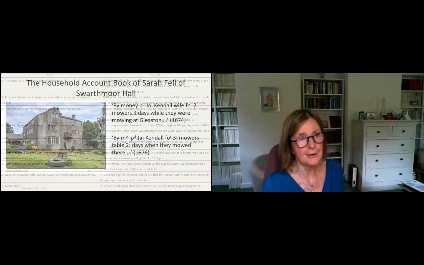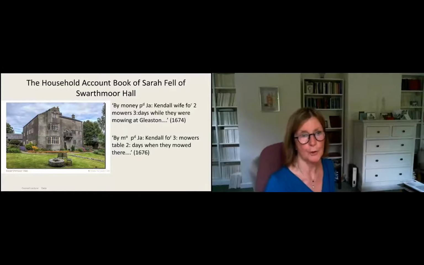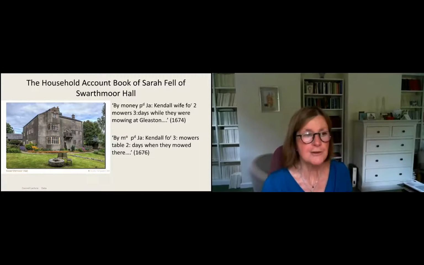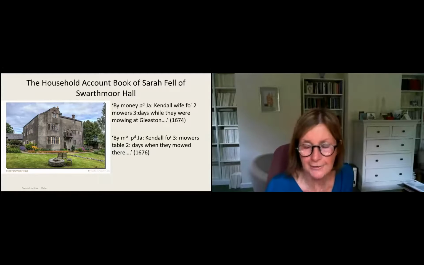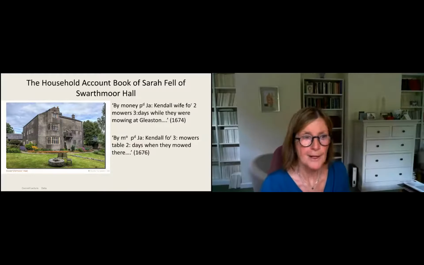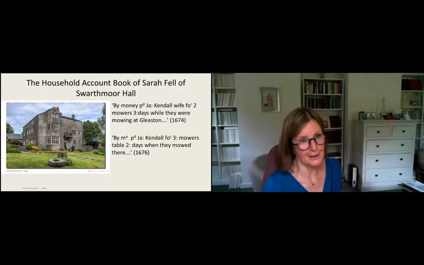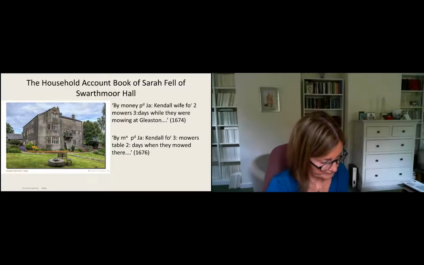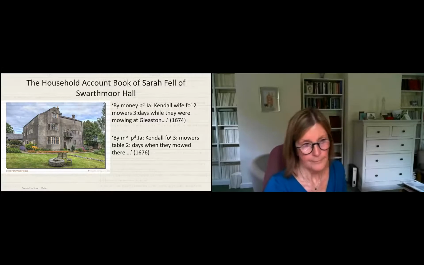So here we have the household account book of Sarah Fell, Swarthmore Hall. And boy, this lady is very good at accounts. She even includes in her accounts the sale of half a cabbage. So she's a very careful accountant. And here she's in fact accounting for money that she's paid to James Kendall's wife for boarding and lodging mowers who were mowing at Gleaston, and so away from home while they were doing this work.